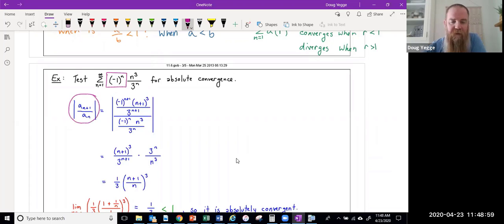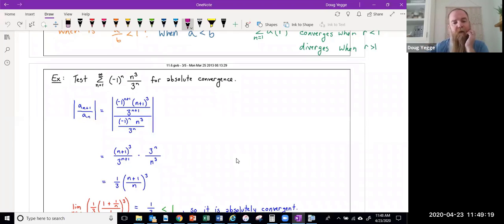Well, the ratio test allows us to say, since we're taking the absolute value of a sub n plus 1 over a sub n, all that does is cancel out all of those little negative 1 to the n things. So that's the benefit of using the ratio test when we deal with -1 to powers. These are called alternating series. And so in general, that's what we're going to see.